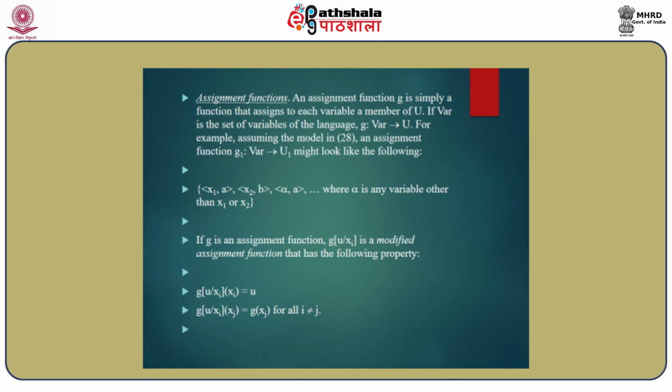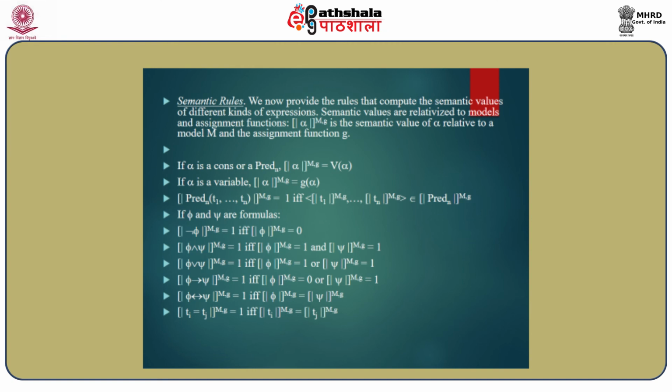One thing that you will need is a way of assigning values to variables. This is done by what are called assignment functions. An assignment function assigns values to variables. It's a function that to each variable assigns something that's taken from our universe of discourse. The semantic rules that you need in order to interpret the syntax of predicate logic are what you see right there.